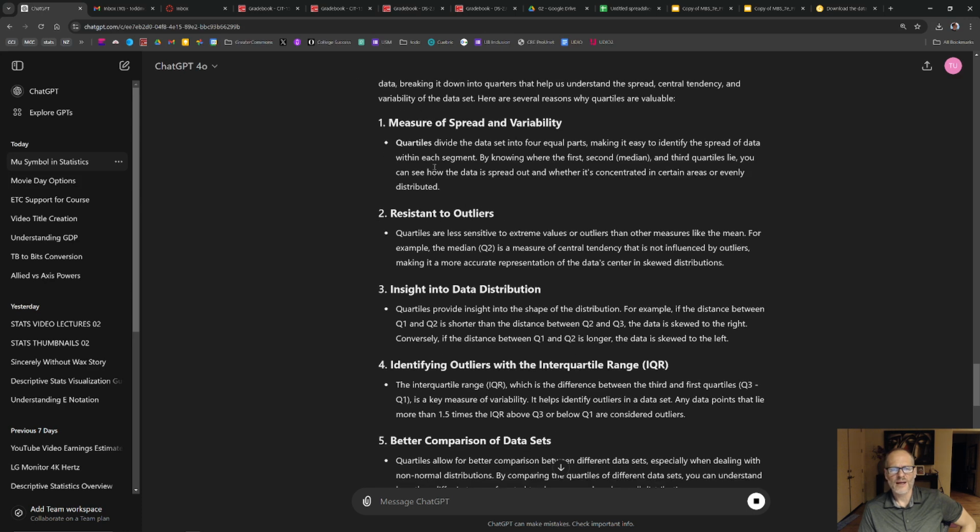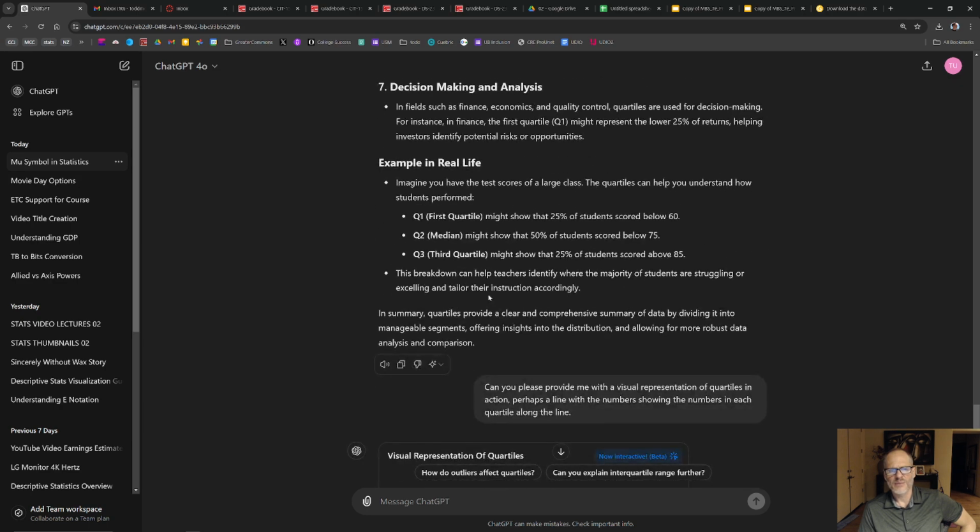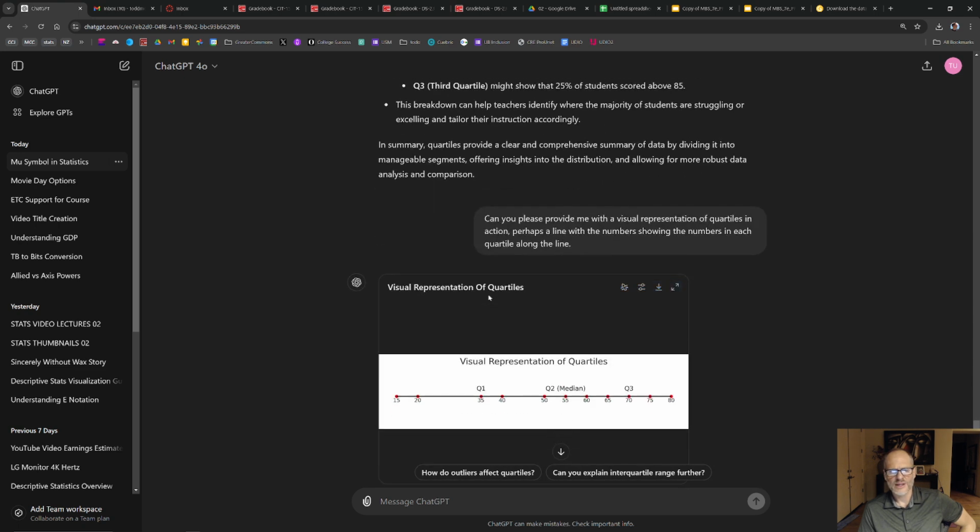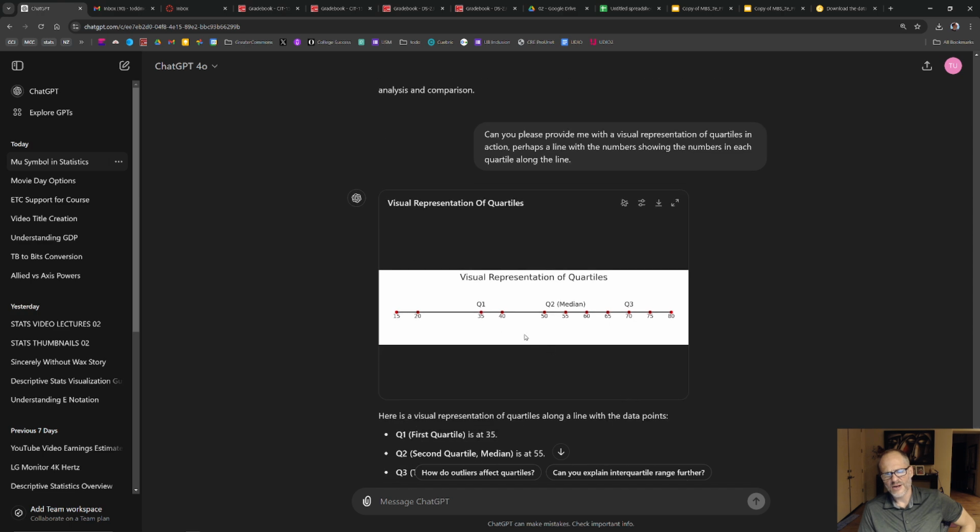Measure of spread and variability. Quartiles divide the data into 4 equal parts, making it easy to identify the spread of data within each segment. So if we look down here at this example, you can see we have Q1, Q2, and Q3. And then you can see that we have 1, 2, 3, 4 areas with 3 separators, Q1, Q2, and Q3. These show the different quartiles and the data in this example.